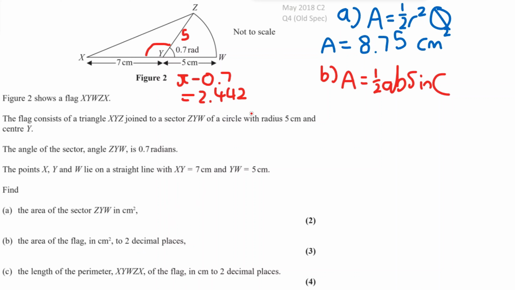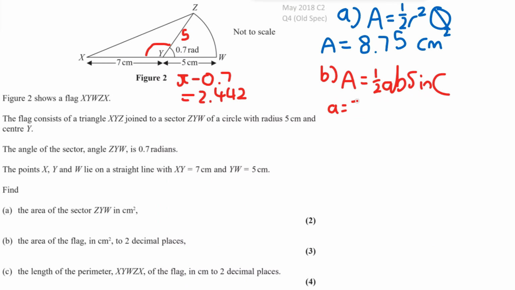The question says to give the answer in two decimal places. In your working out, the decimal places that you use don't really matter too much, as long as it's more than 2. If you use one decimal place, you might get some error in your answer. So just as long as you do more than 2 decimal places in your working out, it's fine. So this angle here is 2.442, and that means we can now use this formula here, because we have this side, and the angle in between.